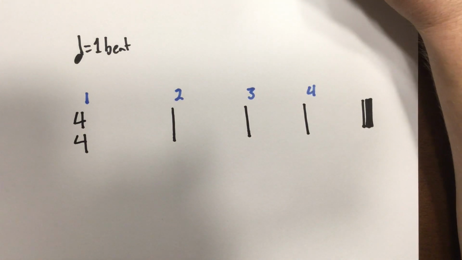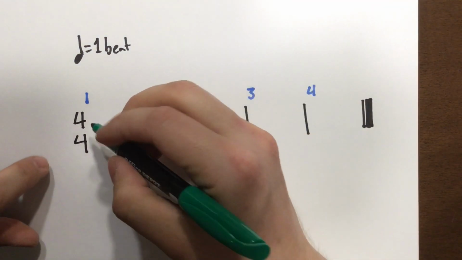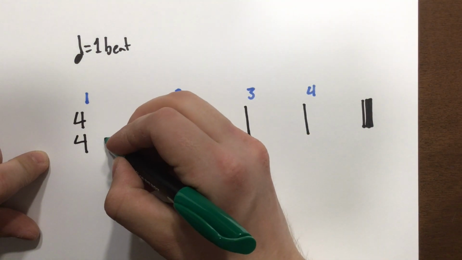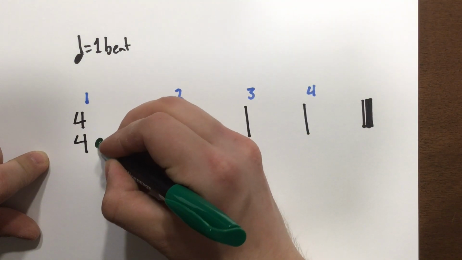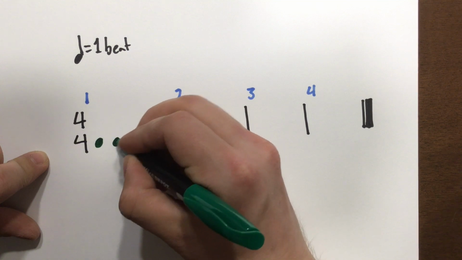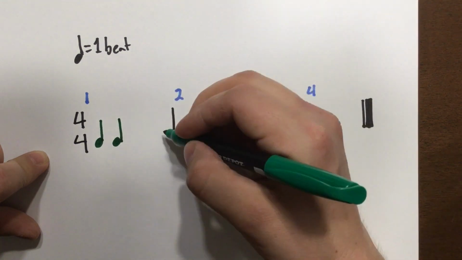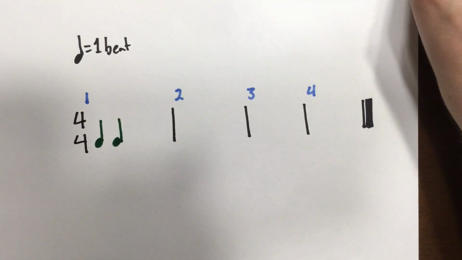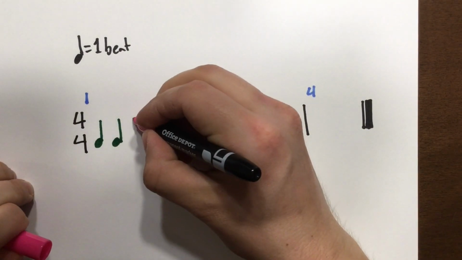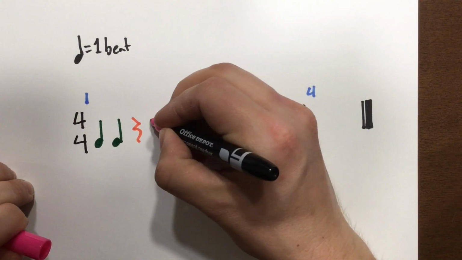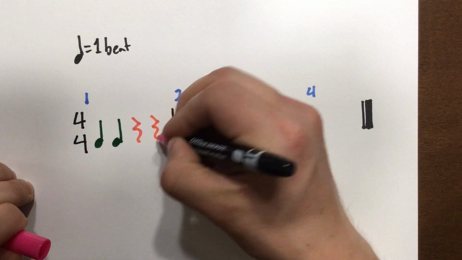All right, so we're going to start with our quarter note. I'm going to draw my quarter notes on measure 1 the way we did earlier. And we're going to start from the beginning. I'm going to draw 2 quarter notes, okay? And then I'm going to draw a quarter rest. In fact, I'm going to draw 2 quarter rests.